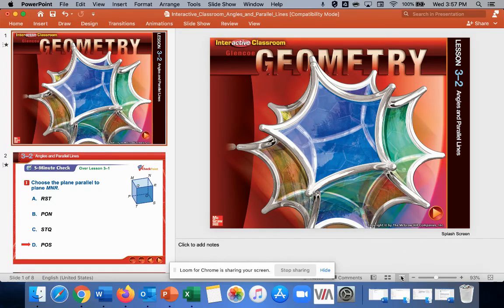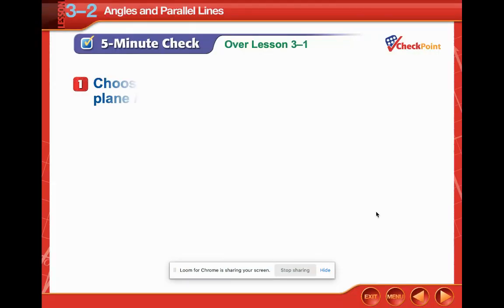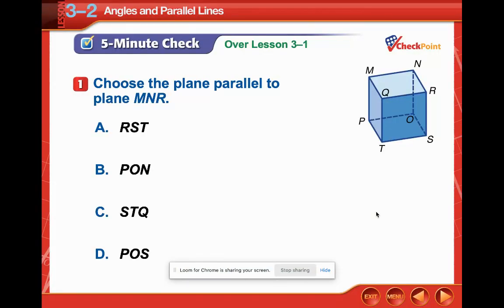Going to be doing a little bit of review here. So I know it says 3-2 angles and parallel lines, but this is a review over 3-1. So the first one we're going to do is choose the plane parallel to plane MNR.